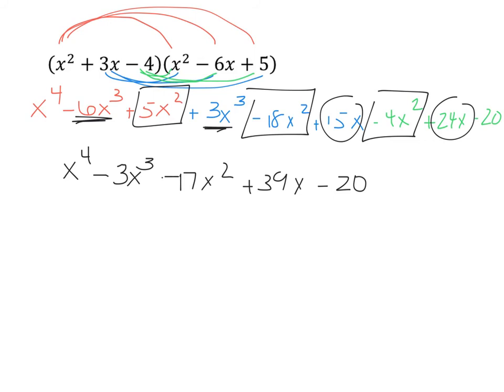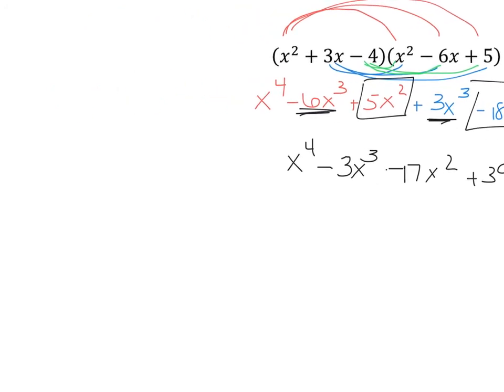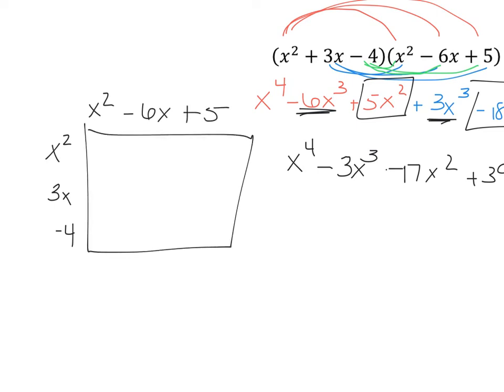Okay, so now what I'm going to do is I'm going to use the box method, and it's the same idea as the last time, just the box will have an additional row, meaning that when I write this out, you'll see, I'm going to have x squared, 3x, and negative 4 on the side, and then x squared minus 6x and plus 5 on the top. Okay, so I'm going to make my box again, but now I have an extra row to it.